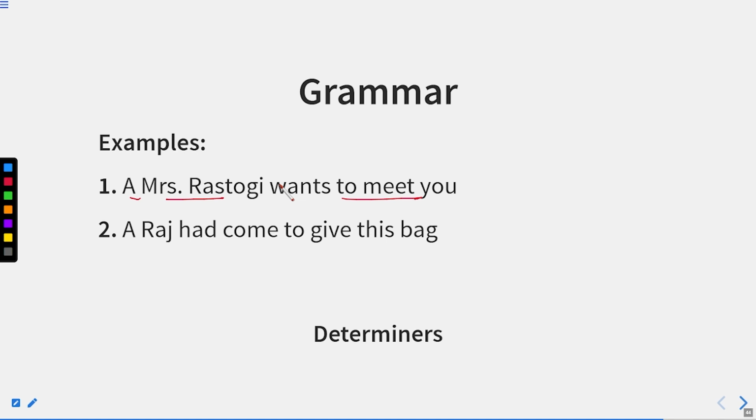But that woman is saying her name, Mrs. Rastogi. A Raj had come to give this bag. A Raj means a person whose name was Raj. He had come. It means a boy or a man. He had come and he said that his name is Raj. So, a Raj means any Raj.